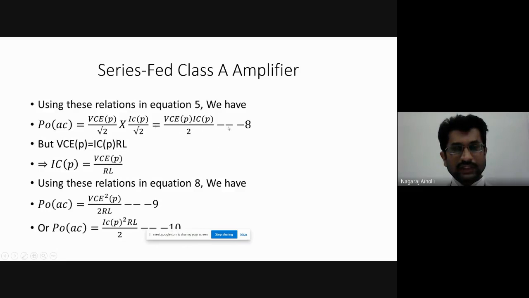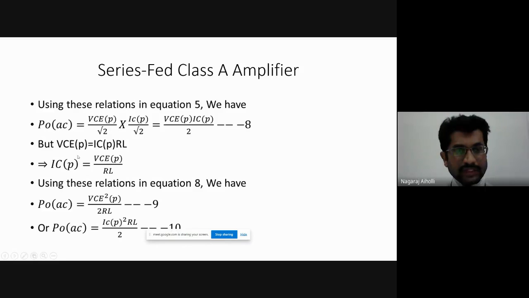Is it clear how we got this? I am substituting for IC peak into equation 8. If we substitute IC peak equal to VCE peak by RL in equation 8, then P naught AC will be equal to VCE square peak divided by 2 RL. Let us number it as equation 9.